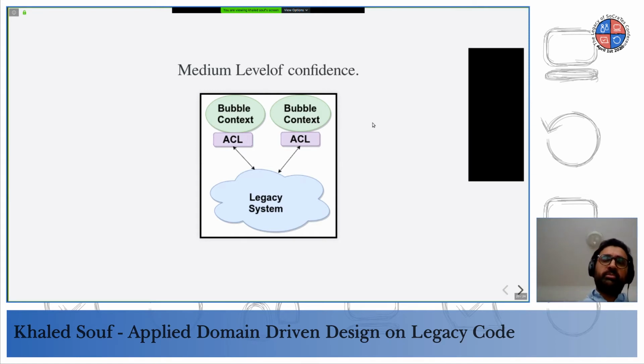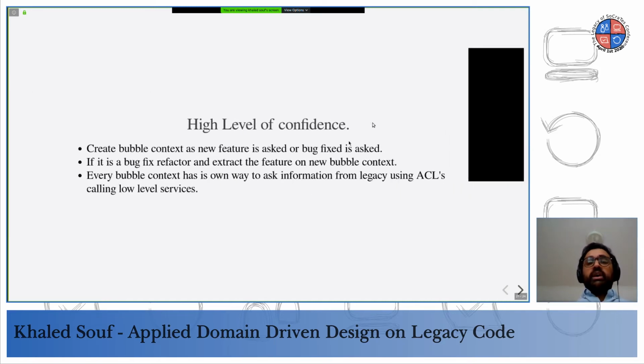And every time we create a bubble context, we have to keep that complexity in the anti-corruption layer. And when I have enough confidence that I say, hey, now I know almost everything about the legacy system, then every time I have a bug fix or something like that, I refactor and extract it to a new bubble context. And if I have a new feature, it's the same case for the other level of confidence.